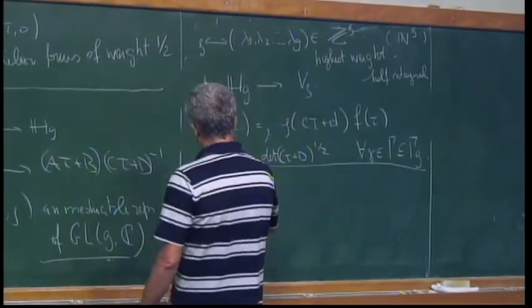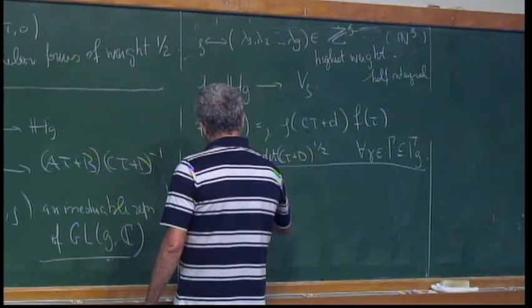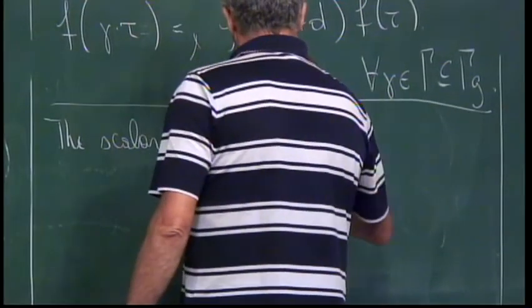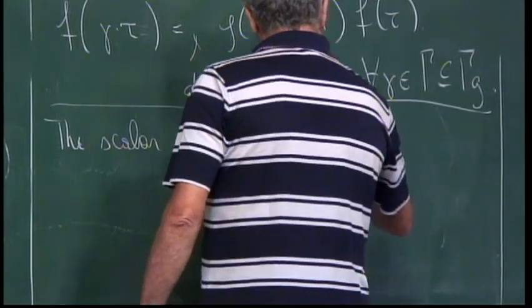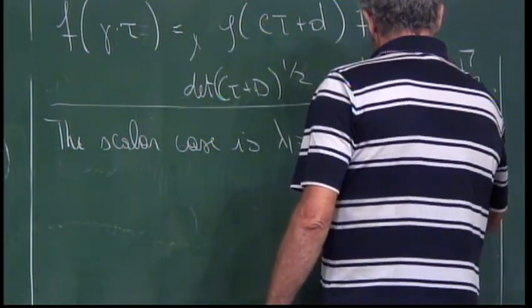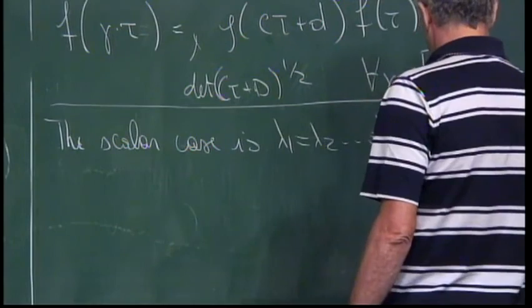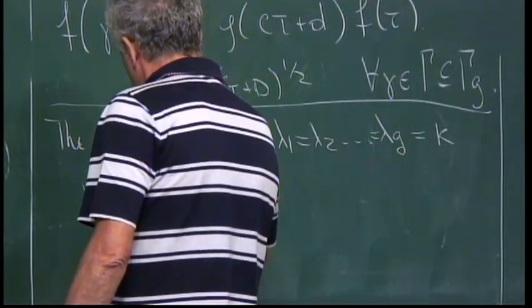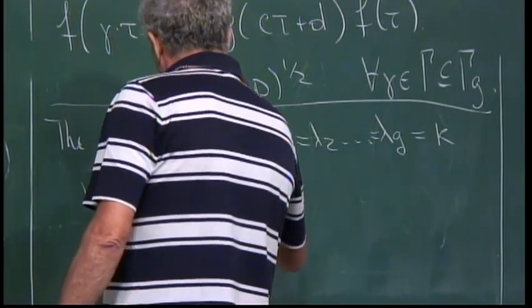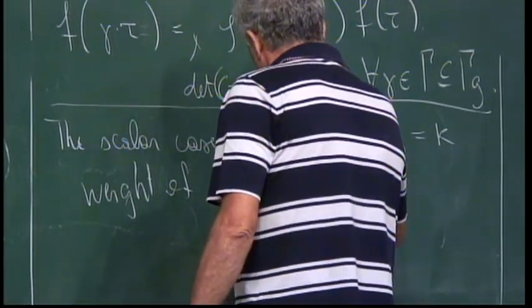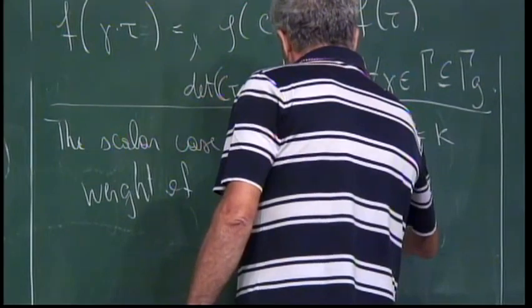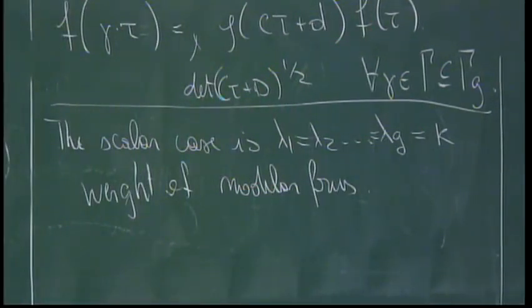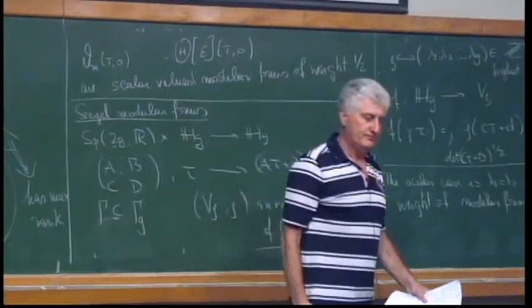So the scalar case is lambda_1 equal to lambda_2 equal to lambda_g, equal to k, and this is called the weight of the modular form. As I said before, these theta constants are modular forms of weight 1/2.